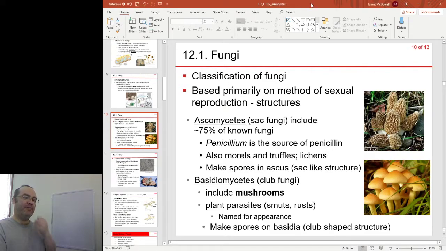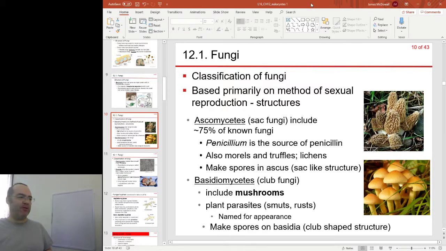Okay, this is part 3. We'll look at the classification of fungi. So, in the book you have on page 313 a table setting out 4 different kinds of fungi. The one big thing that is used to classify the fungi is their method of sexual reproduction, in particular, the structures that the fungi use for reproduction.